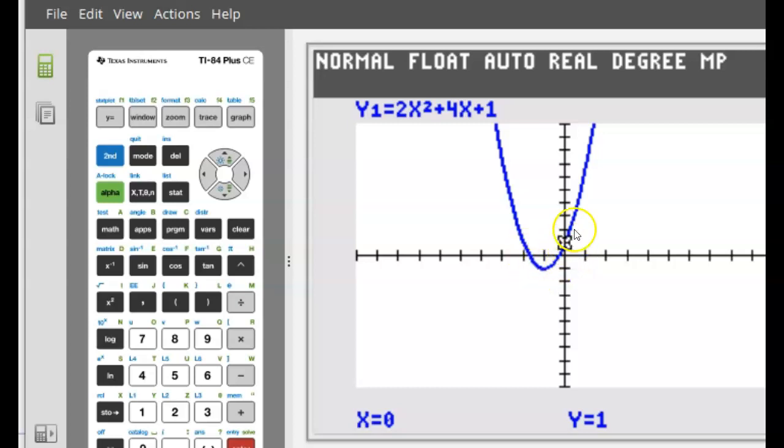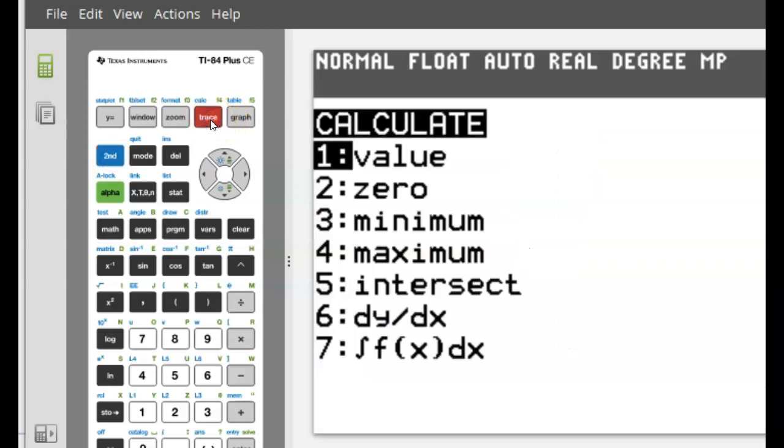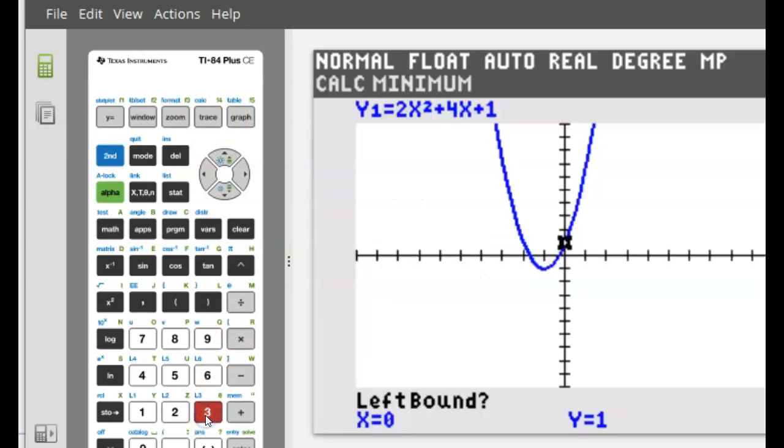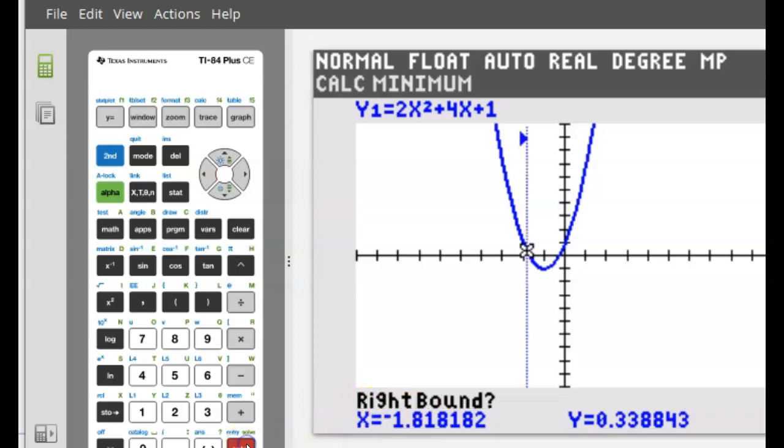Now, if we want the vertex, what is the vertex going to be called on this one? A max or a min? It's the minimum because it's at the bottom, okay? So we're going to go second, trace, choice 3, and we're going to arrow to the left. We're clearly to the left of the minimum down here somewhere. And it's giving us a hint. It wants me to be to the left. It says left bound. Enter.